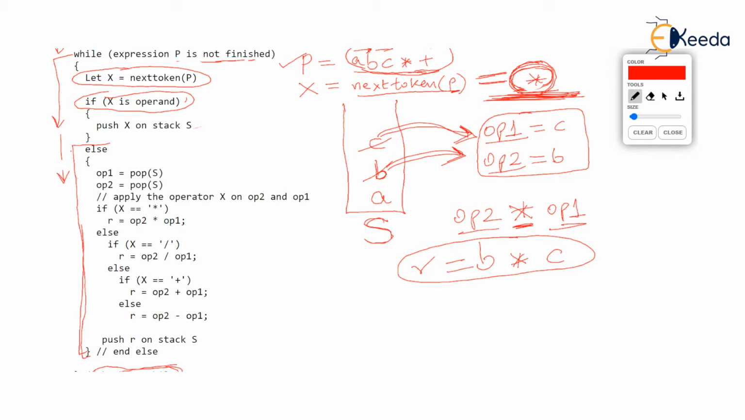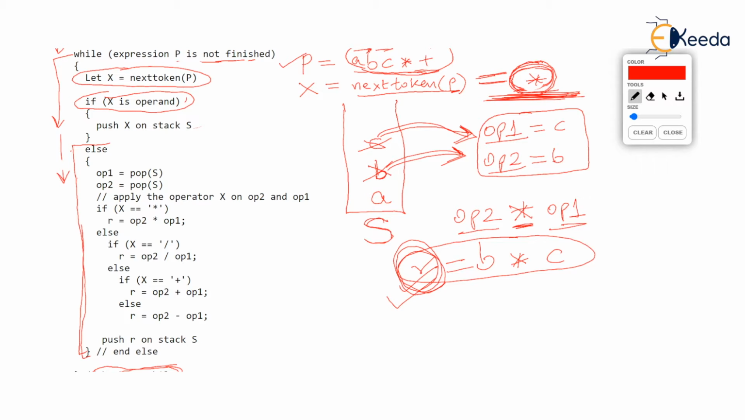So we have got C out of the stack. We have got B out of the stack. We calculated R. R is B into C. And now what to do with R? Yes, I'm sure you know this. This R should be again pushed on the stack. I hope you are understanding. So once R is pushed on the stack, R is nothing but the result of B into C. The partial expression has been solved.